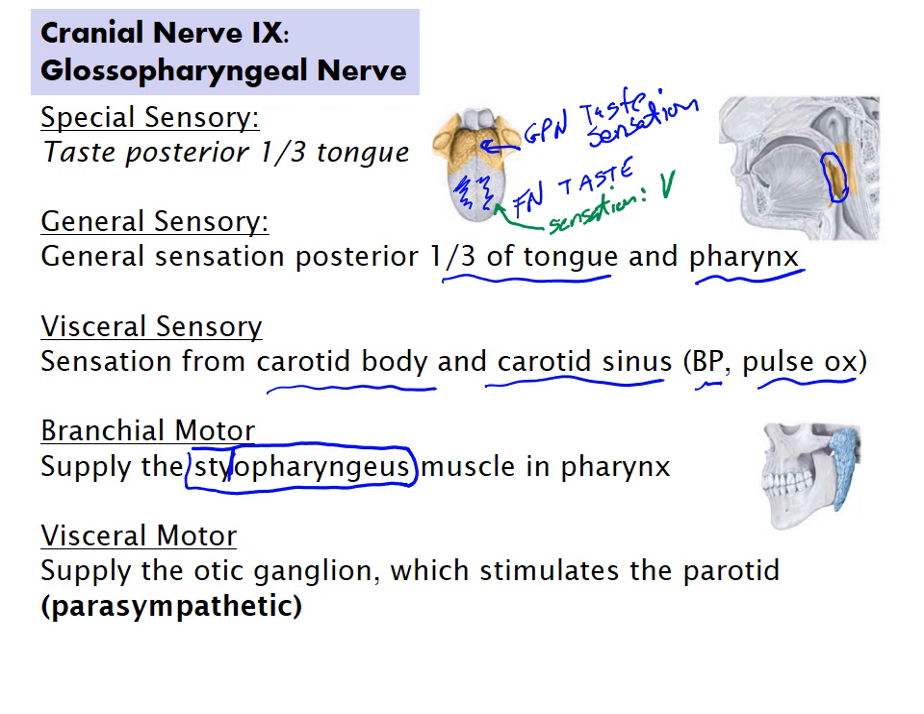And it also has visceral motor through the otic ganglion, which stimulates the parotid. So this is how that third salivary gland gets innervated, through the glossopharyngeal. And if you recall, the other two, the submandibular and sublingual glands, were innervated by the facial nerve.